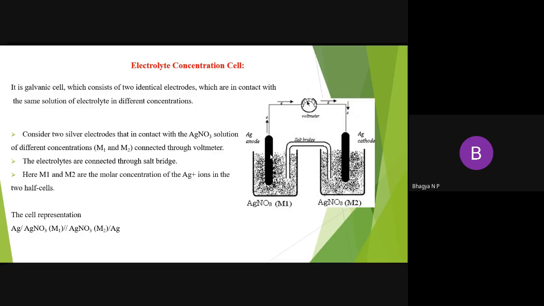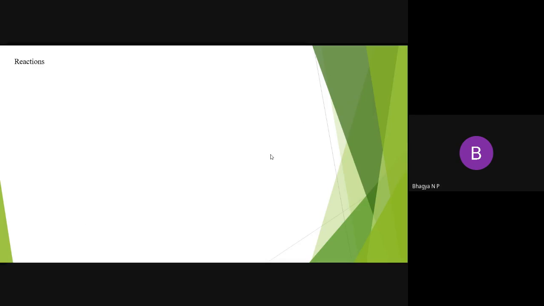Now we'll move on to the reactions. Since this concentration cell consists of two electrodes, one anode and the other cathode, at the anode, which reaction takes place? Oxidation. Oxidation means loss of electrons. Cathode means reduction. Reduction means gain of electrons. Here we have to consider both anode and cathode reactions, and later we have to consider the overall reaction which takes place in the concentration cell.